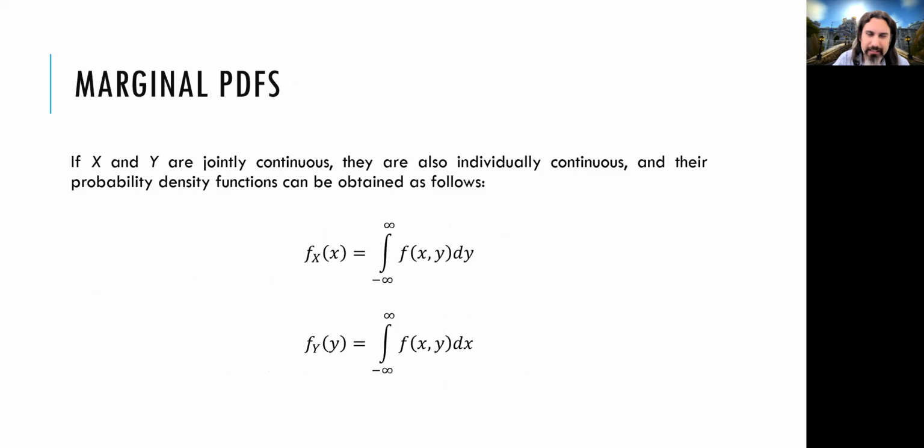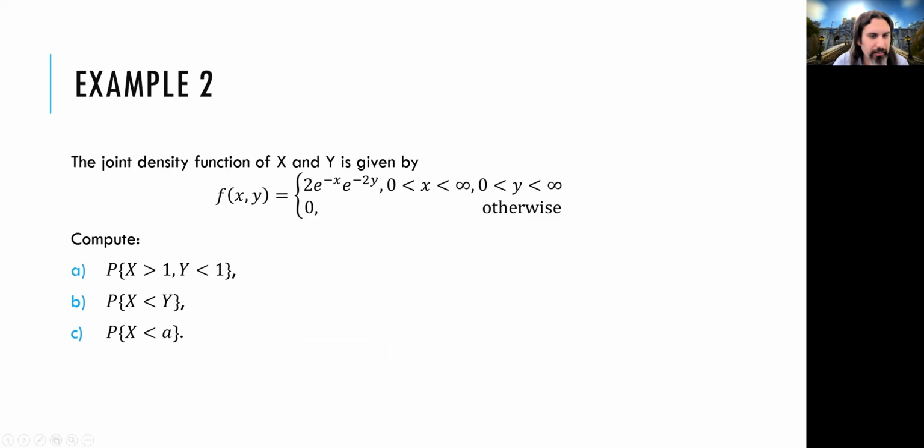So we have only x left. When we want to find the marginal PDF of y, we have to integrate everything over x. So we get rid of the x and there's only y left. We will see how this is done in the example here.